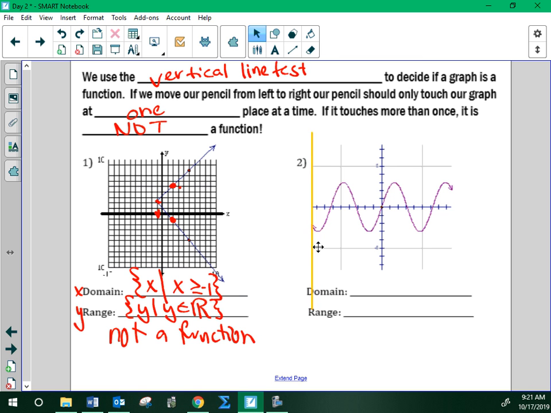As I go, notice it's only hitting once. Still only hitting once. Good. It's only crossing the line once. As I go along, it's hitting that purple line only one time, one time, one time. So that passed the vertical line test. So this is a function. Yes.